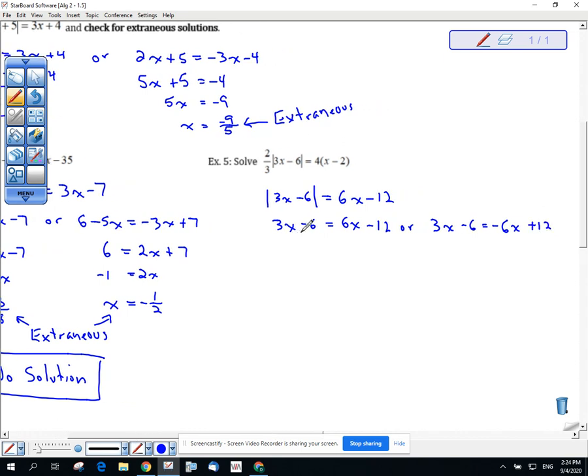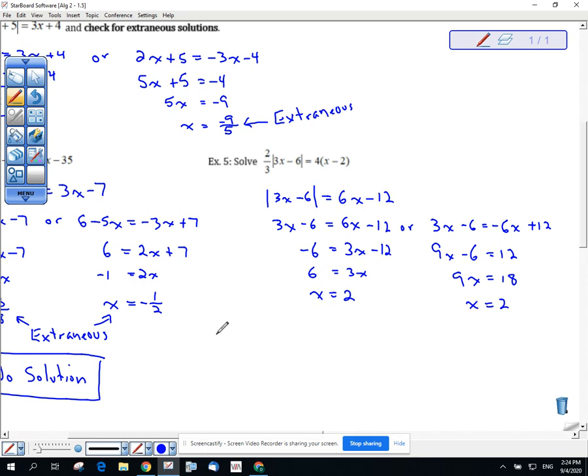Solving really quickly. Negative 6 is equal to 3x minus 12. Add 12 to both sides, you'll get 6. And divide by 3, we get x equals 2. Over here, add 6x to both sides. That would be 9x minus 6 is equal to 12. Add 6, 9x equals 18. And divide by 9, x equals 2. Oh, okay. So we considered the two cases, and they turned out to be the same number, right?